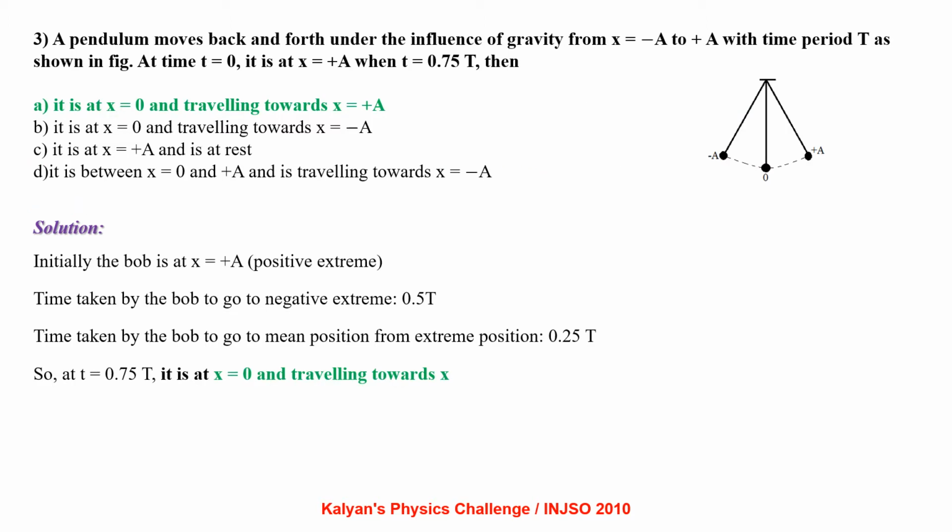A pendulum moves back and forth under the influence of gravity from x equal to minus a to plus a with the time period T as shown in the figure. At a time t equal to 0, it is at x equal to plus a.